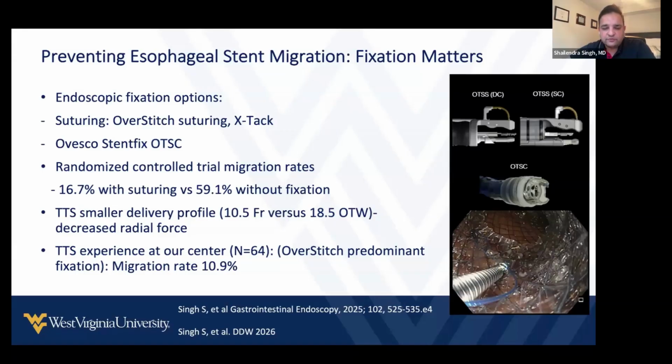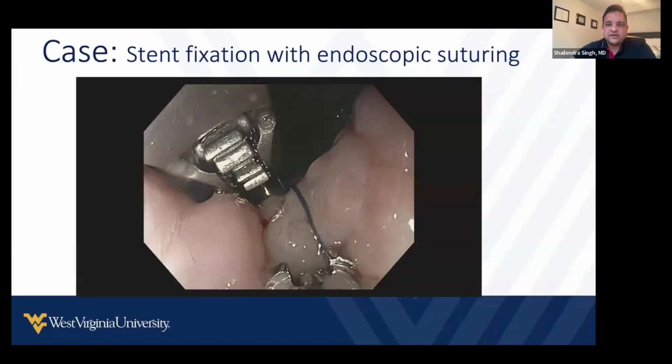So one of the drawbacks can be that with a smaller delivery profile they have decreased radial force while they expand, and that can increase the migration. We are presenting our experience with these through the scope stents at DDW this year, and we noticed migration rates of around 11%, and these stents were predominantly fixed using the OverStitch device. So I think fixation is very important, especially with through the scope stents, to prevent migration.